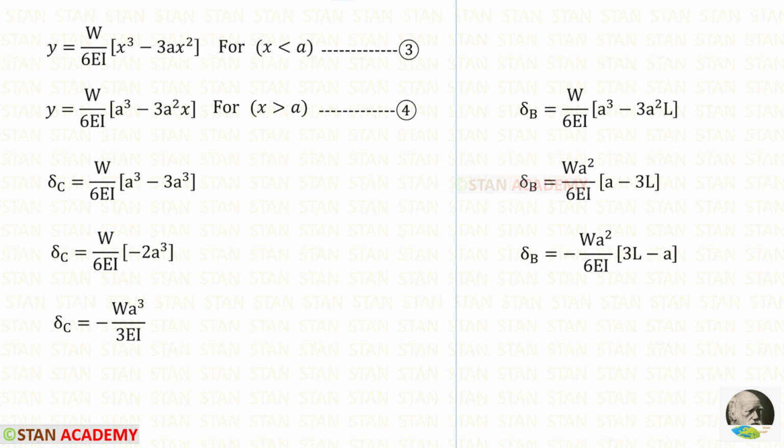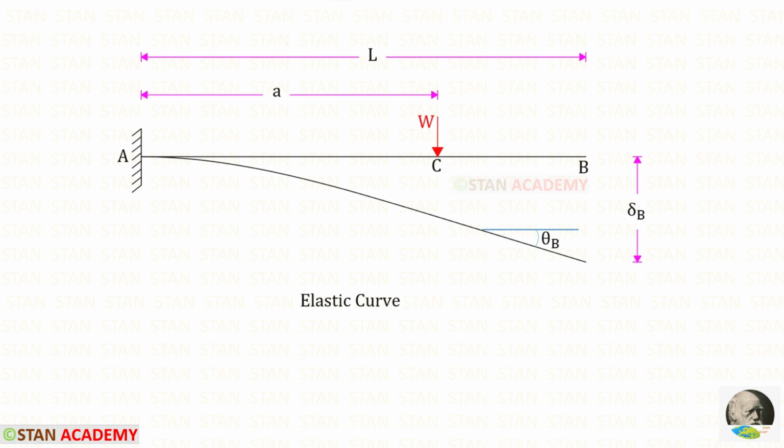Now let us find the deflection at the point C. We can use any one of them. Instead of x, we have to apply a. Finally, we will get this formula. To find the slope at the point B, we have to take this. Instead of x, we have to apply L. We can take a square outside. Finally, we will get this formula. This is the elastic curve.